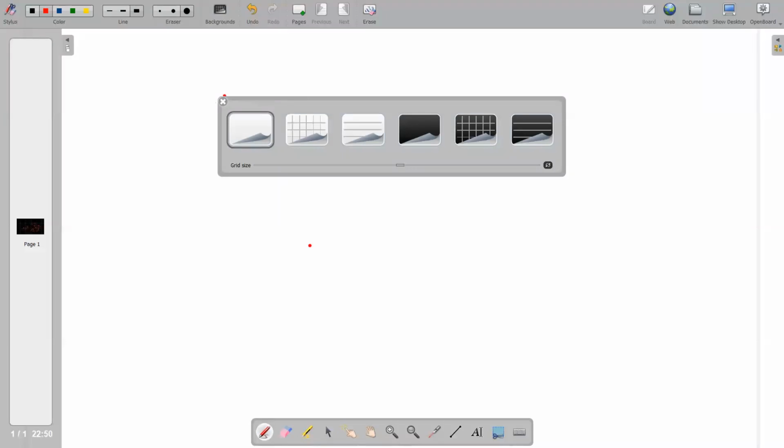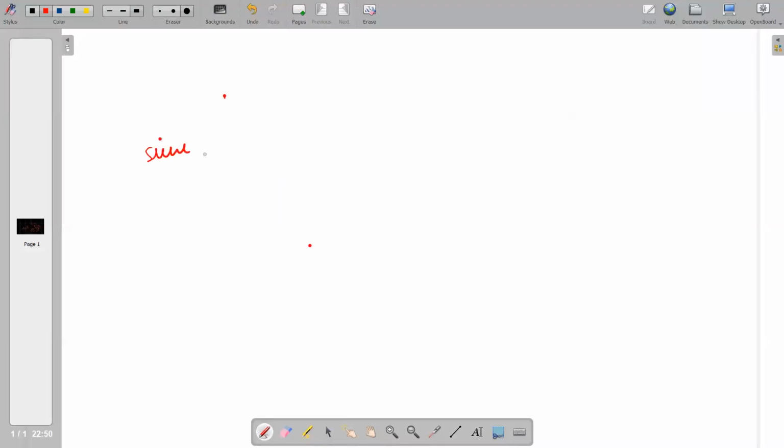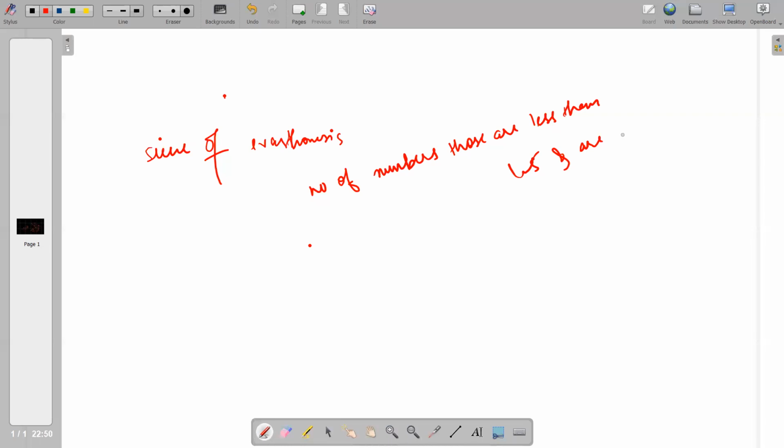First of all, you must be knowing sieve of Eratosthenes. By using sieve of Eratosthenes, what you can do is you can find the numbers that are less than 1e5 and are prime. Because in the constraint, it is given that all the numbers are till 2e5. So you can take till 2e5.